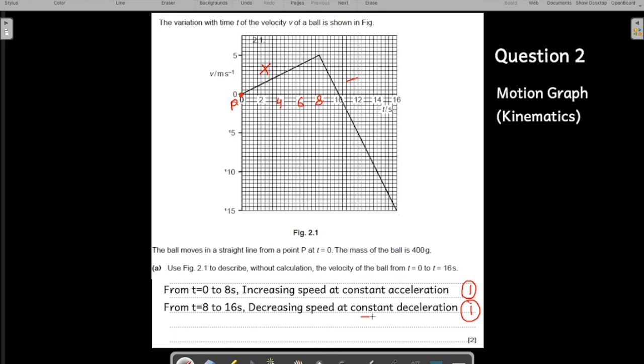So constant is a very important term in this answer. Why? Because the picture here very clearly depicts that it is a constant acceleration. You do not see any curve, right? You see a straight line. Whenever you see a straight line, your answer should be constant acceleration or deceleration. It is not a curve.